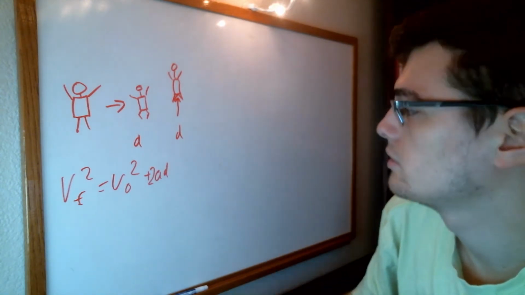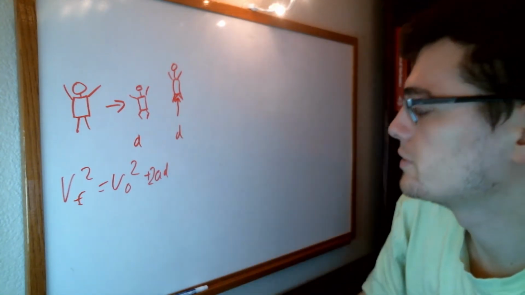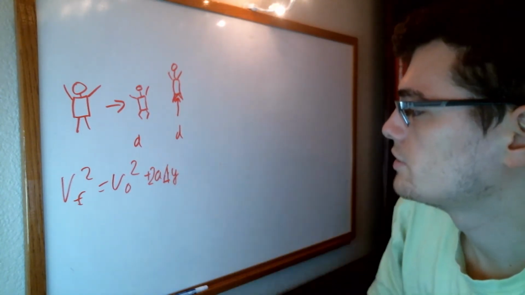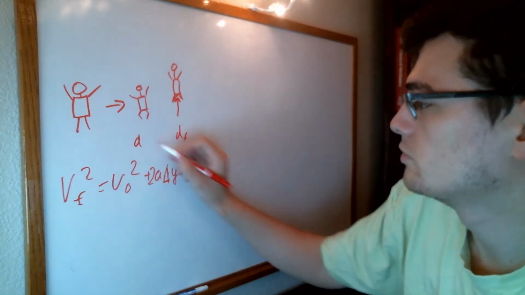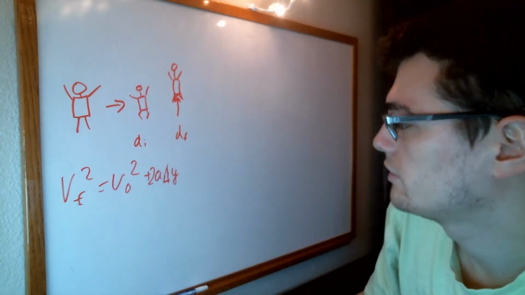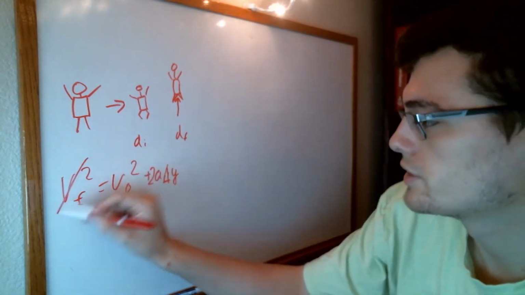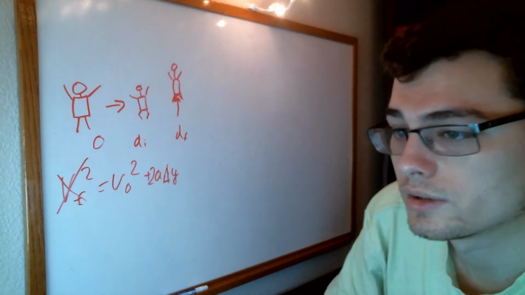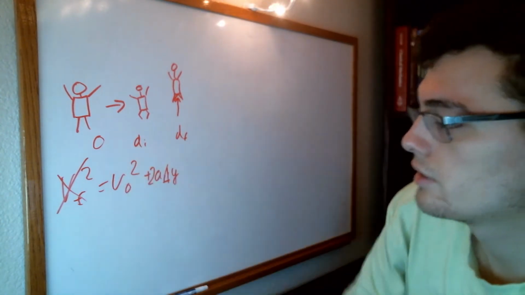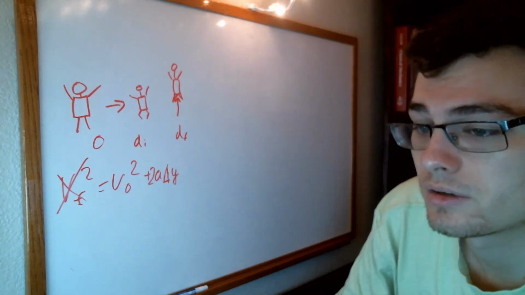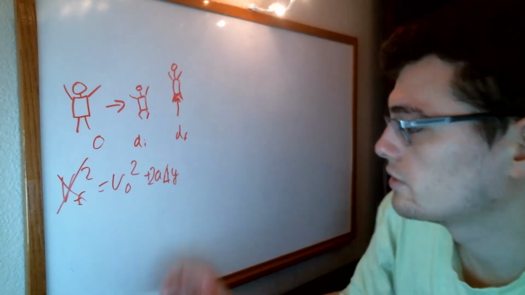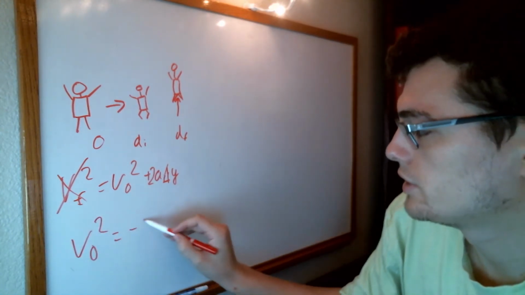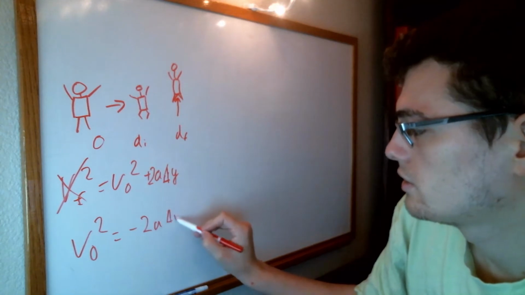And so this d here is just the difference between these two, because it's delta y. So this is final minus initial, so we'll write these like that. And so then this is going to be equal to 0, because this will be the velocity at his peak, which will be 0. So in order to do this, we say that v naught squared is equal to negative 2a delta y.